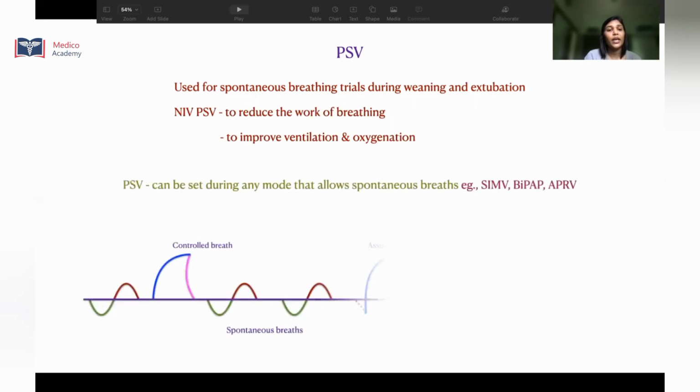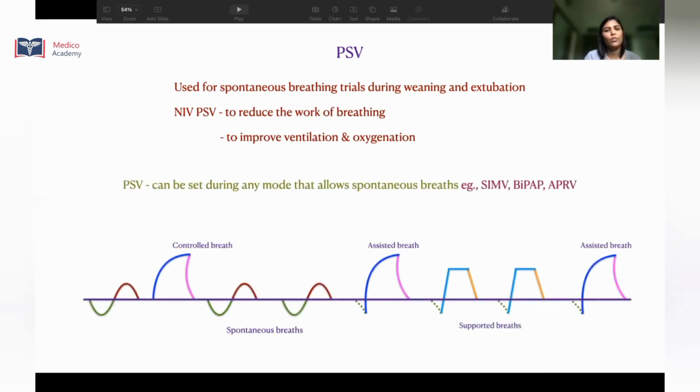So PSV can also be set during any mode that allows spontaneous breaths. For example, in SIMV, we saw that there are mandatory breaths in the form of controlled breaths and assisted breaths. But in between, the patient is breathing spontaneously. So if you apply this pressure support during these spontaneous breaths as a ventilator setting, then those spontaneous breaths can be supported. So those spontaneous breaths become supported modes.